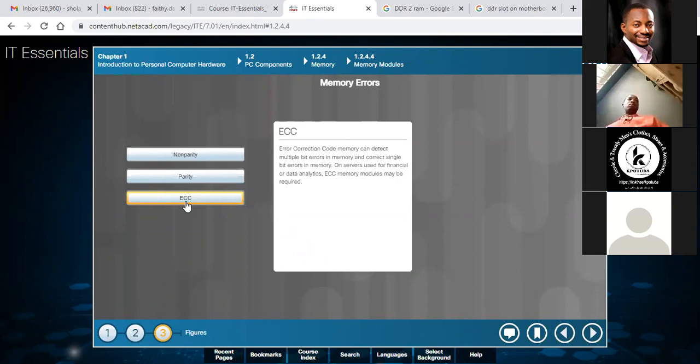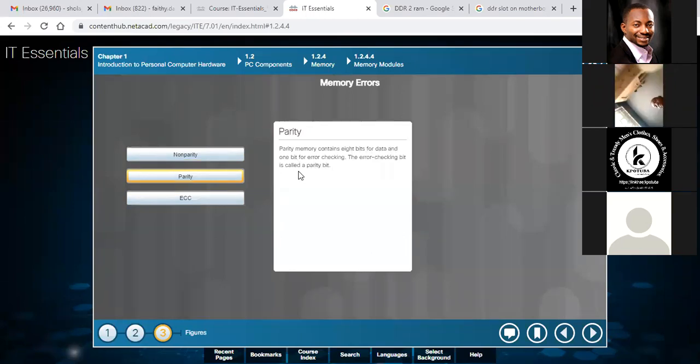Like I mentioned to you, these are the errors you see on memories. They are trying to explain the different types of errors. We have the non-parity errors, which does not check for errors in memory. Non-parity RAM is the most common RAM used for home and business workstations. It doesn't check for errors. Then we have a parity memory, which contains 8 bits for data and 1 bit for error checking. The error checking bit is called a parity bit.